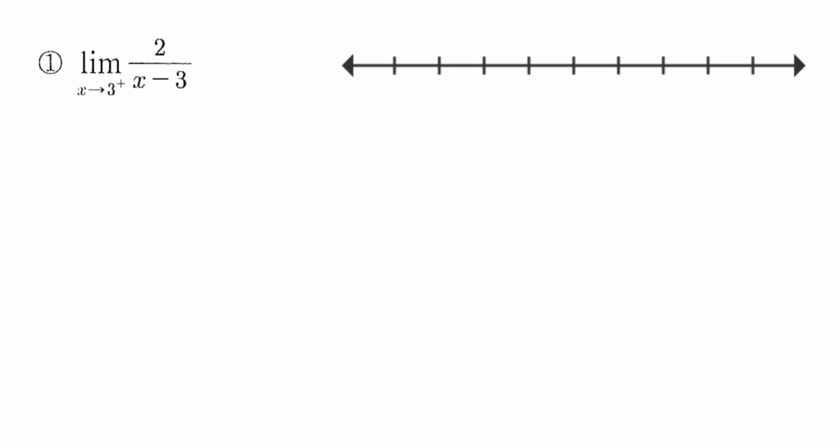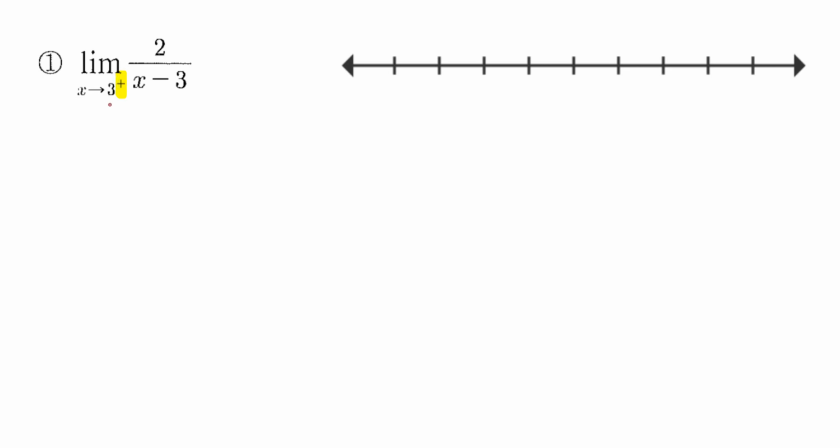Let's take a look at some of these one-sided limit problems now. And we know it's a one-sided limit because there's a plus sign given in the problem here. So we're not going to factor this or multiply it by the conjugate. Instead, we're going to use a number line to solve these kinds of problems.